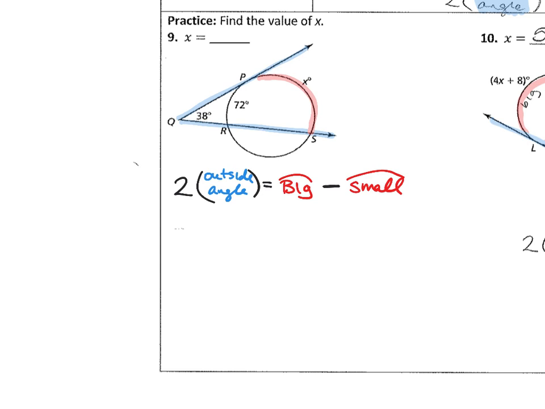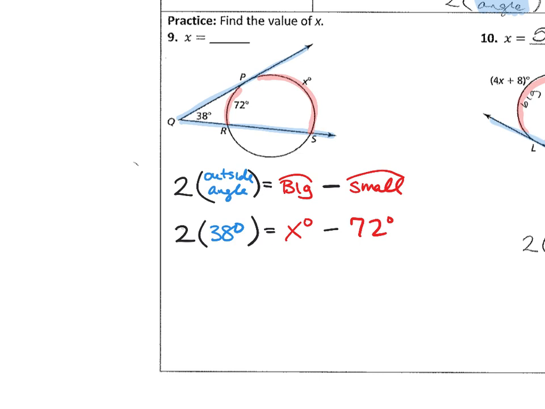Fabulous. I know everything I need to plug those values in. This highlight didn't work. So here we go. What is the number for the outside angle? What is that measurement? 38. What's the measurement for the big angle? X. What's the measurement for the small angle? Okay, fabulous. Once I've plugged everything in, that's done with geometry. We just have to do algebra.